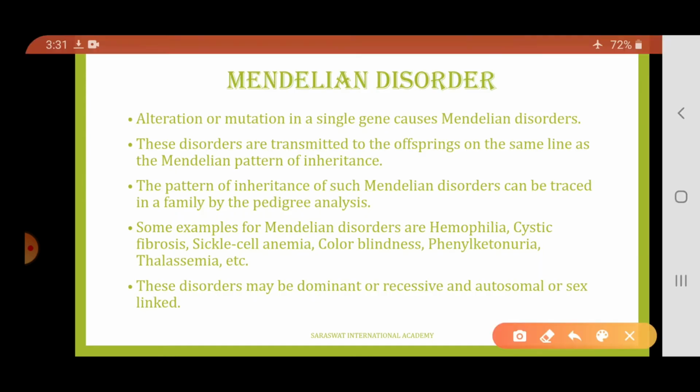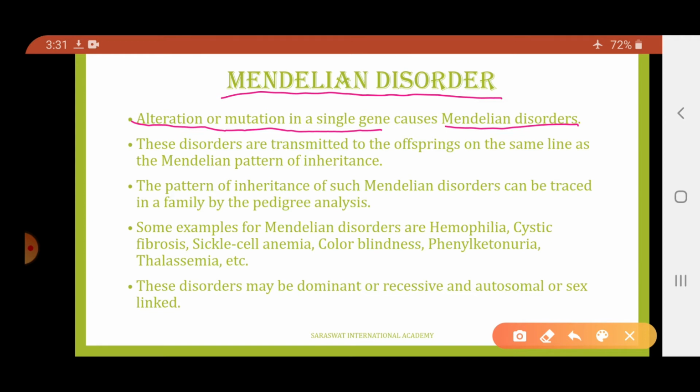So first of all, we will study regarding the Mendelian disorders. So what are Mendelian disorders? Any alteration or mutation in a single gene. So if changes or alteration occur in a gene, then what do they cause? They cause the Mendelian disorders.